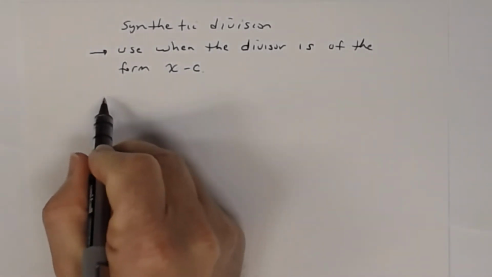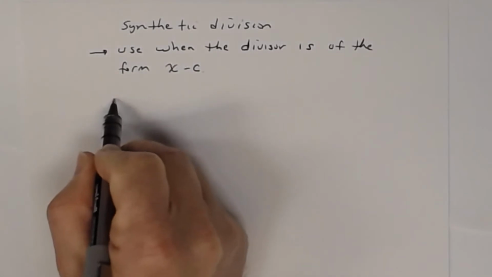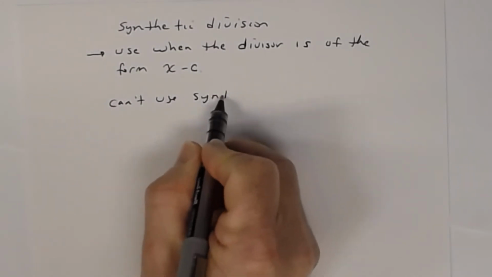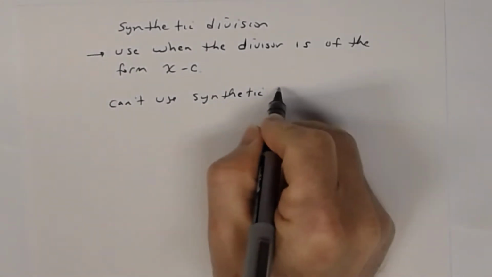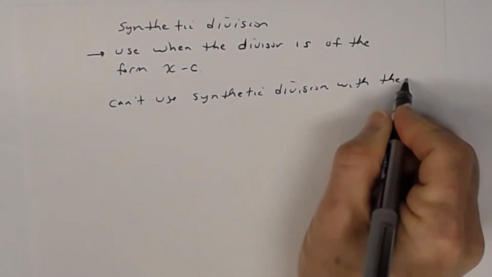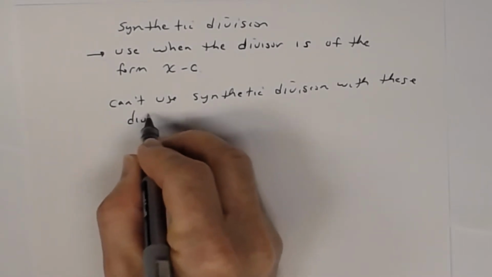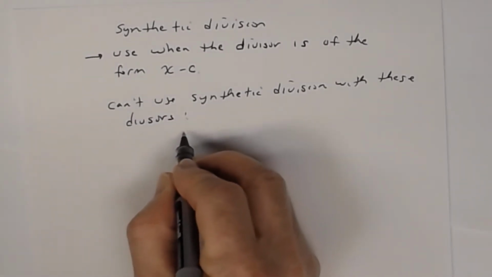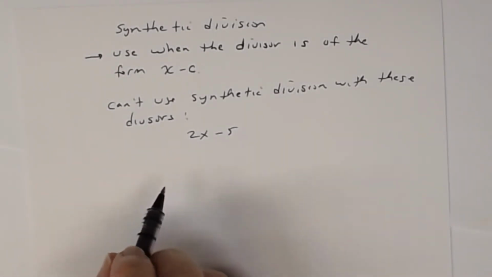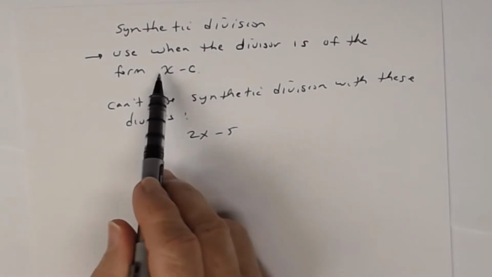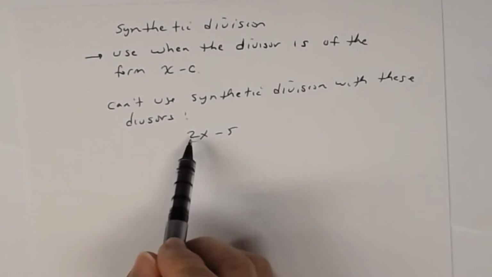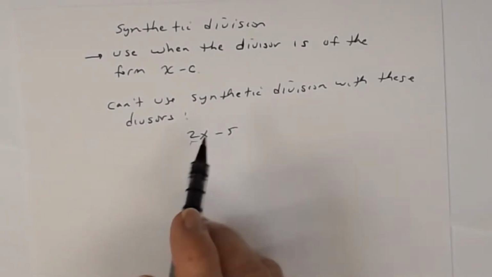Just to remind you, before we move on with this lesson, I can't use synthetic division with these divisors. For example, 2x minus 5. I cannot use synthetic division with the divisor 2x minus 5, because remember, it must be x minus c. This is 2x, so the coefficient of x is not 1. That's important.